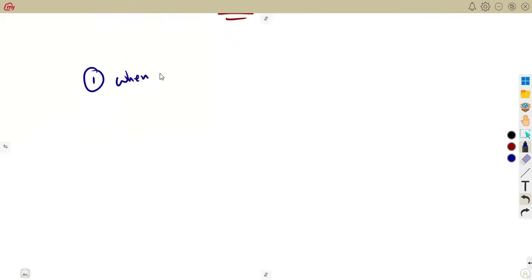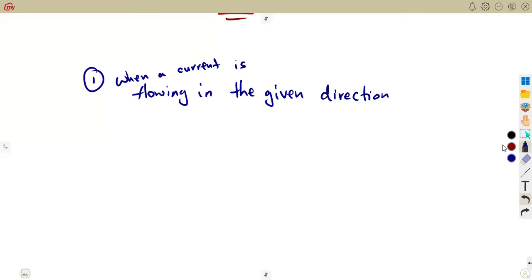When a current is flowing in the given direction, guys, I mean the exact direction that you're given. The current is flowing in that direction, and that direction that you're given is the one that you are going to be working with. Not when they say from a certain direction. That one is another part. It's flowing in the given direction as it is. The word from is not there.